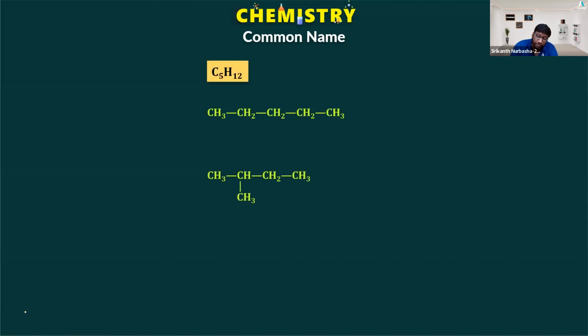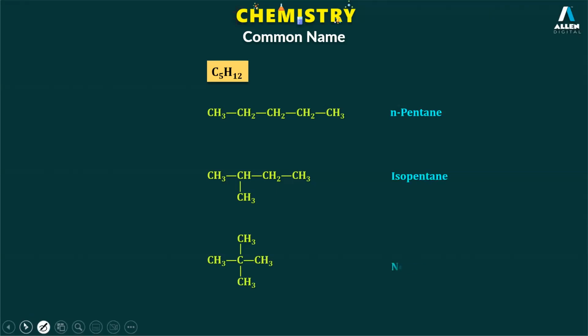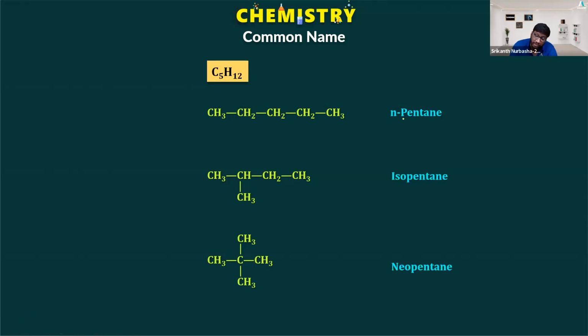You can have all the 5 carbons in a chain. You can have one of the carbons as a methyl substituent. You can also have CH3, C, CH3, CH3, CH3. In that case, you have n-pentane, isopentane, and you can also have neopentane. So these are the different ways to represent different isomers of pentane.